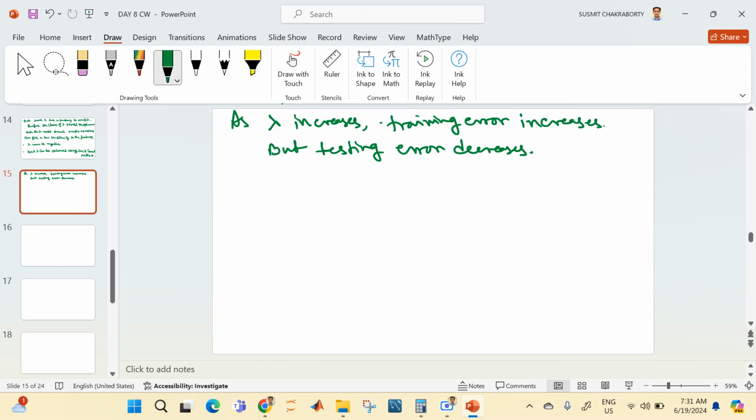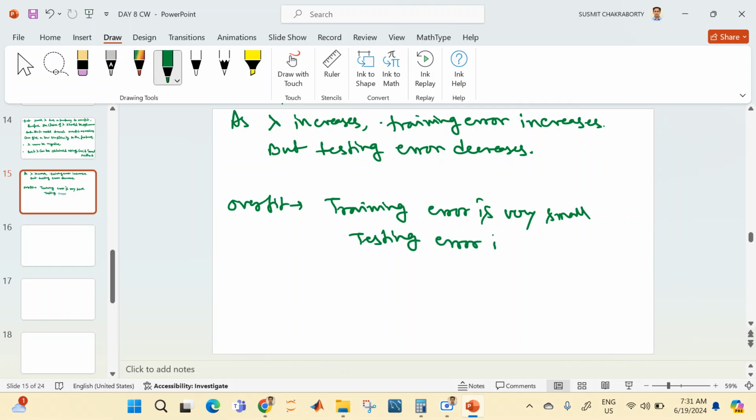That means overfitting means what? Training error is very small, but testing error is very high, right? Already I have told you. Overfit means training error is very small, but testing error is very high. So this is the characteristic of overfitting.